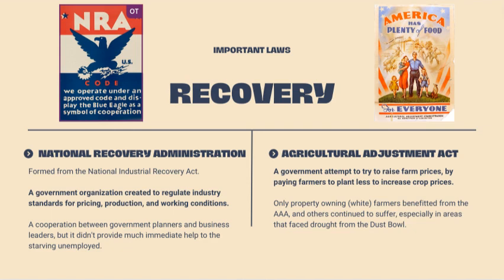Unfortunately, both of these laws had drawbacks, such as the NIRA not providing immediate direct help to the unemployed, and the AAA only benefited white farmers, leaving others to continue to suffer the effects of poverty and the Dust Bowl.